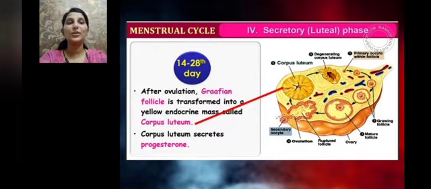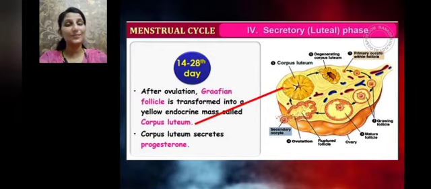After ovulation, what was the fate of the Graafian follicle, the remnants of the Graafian follicle inside the ovary? So this is again continued by the event in the ovary. After ovulation, the Graafian follicle is transformed into a yellow endocrine mass which is called the corpus luteum. This is the Graafian follicle which has released the ovum during ovulation, and after this the remnants get transformed into an endocrine mass whose color is yellow, and this is called the corpus luteum.